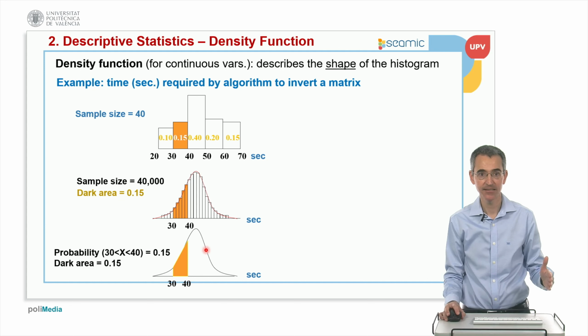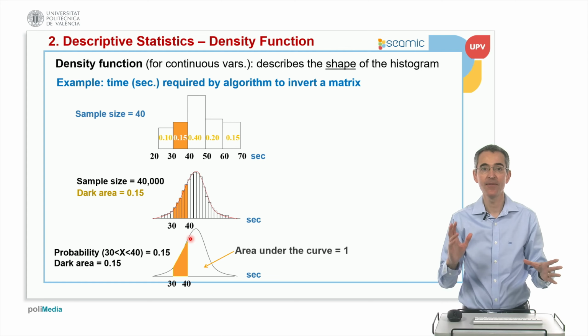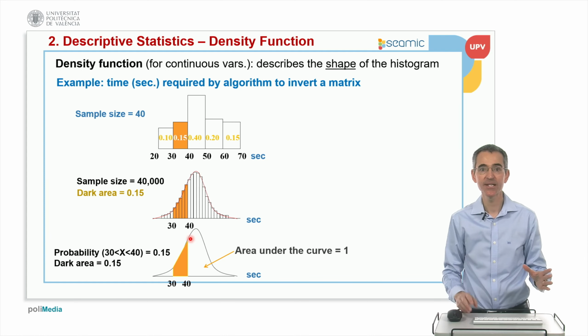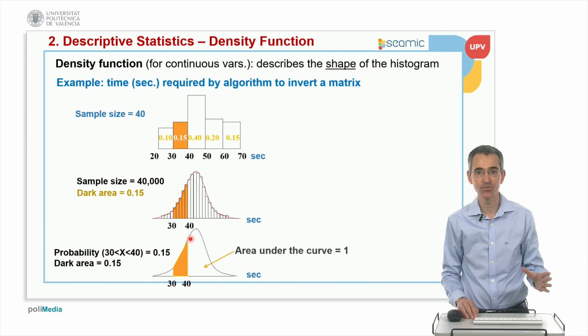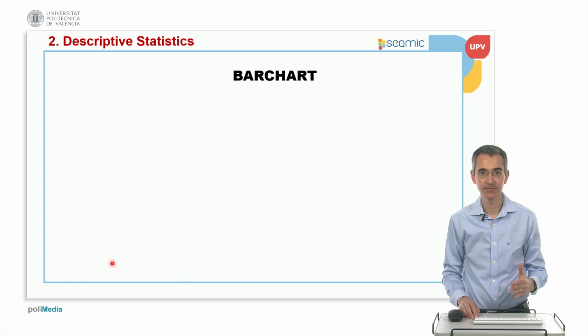Here, this curve will be the density function. And the very important rule for any kind of density function is that always the area under the curve is 1, so that the probabilities are computed in this way. Well, this is something that I will explain in further videos.